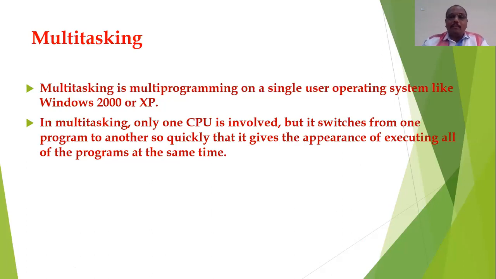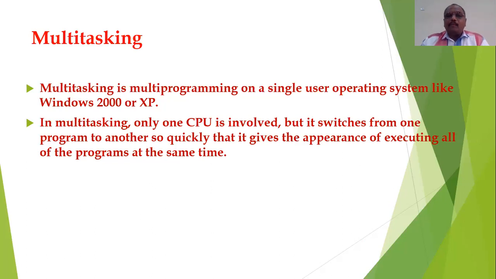This is called multitasking, doing many works simultaneously. But how is it done in the operating system? Multitasking is multi-programming on a single-user operating system, only one person, or single-user operating system, Windows 2000 or XP. These are all examples. I am giving an example.